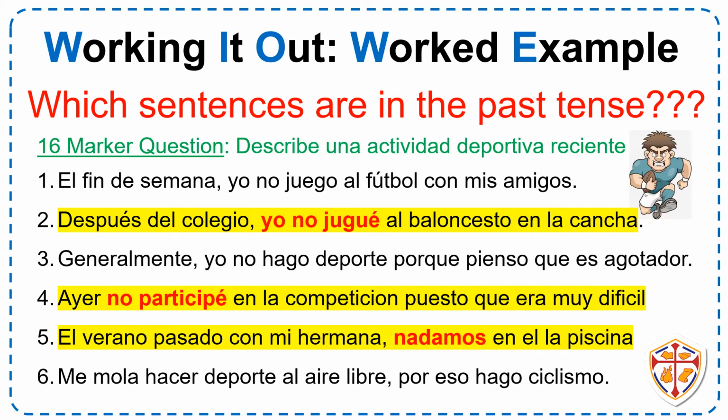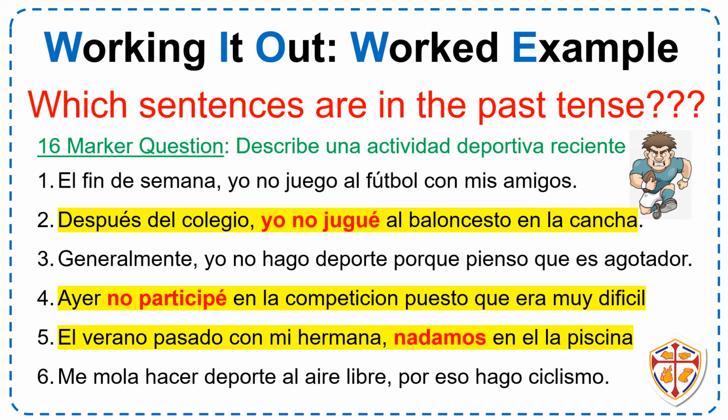Let me give you another clue to find out if a sentence is present, past, or future. You can also have a look at the time indicators. In this case, ayer, which means yesterday, is showing you that the sentence refers to a past event. Number 5, El verano pasado, con mi hermana, nadamos en la piscina.